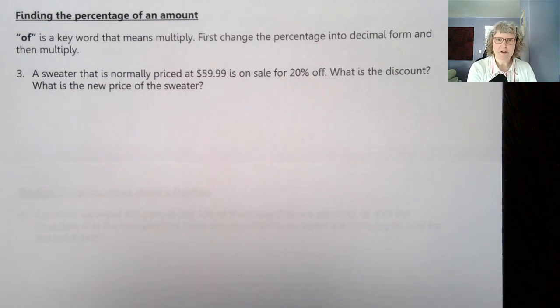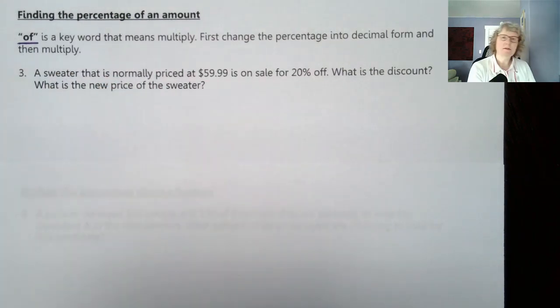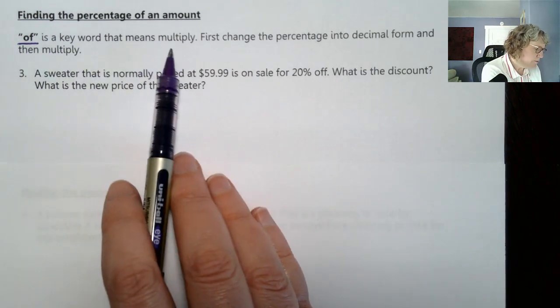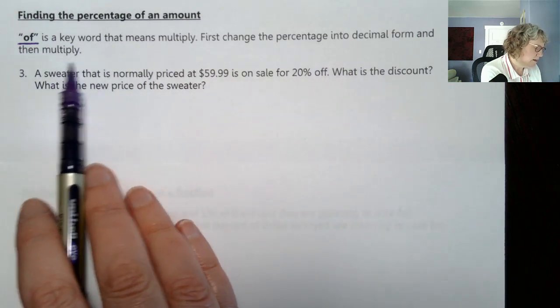So let's say we want to find a percentage of an amount, okay? And I often think of this as the keyword of, and sometimes it's written directly in terms of like what is 20% of $59.99. And other times it's worded differently. So let's read this one. Of is a keyword that means multiply. First change the percentage into decimal form and then multiply.